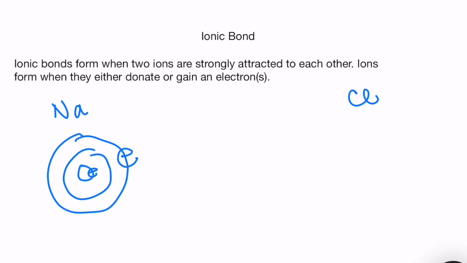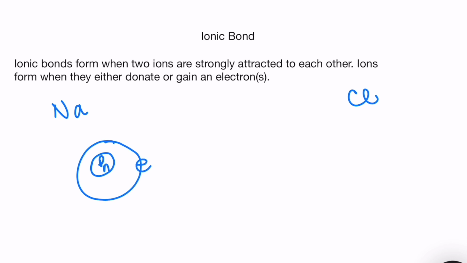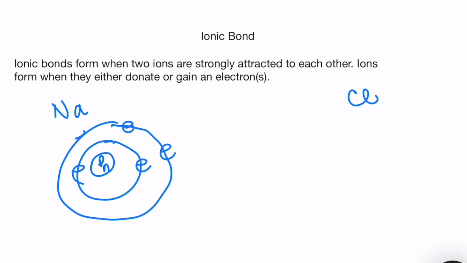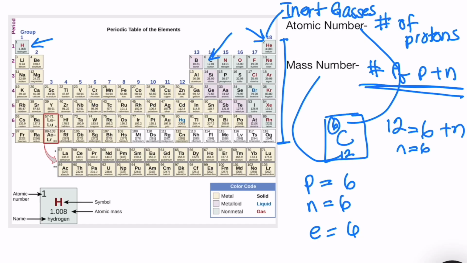Now let me redraw this. So this is the nucleus. It has protons and neutrons. For now, we're not going to talk about how many protons and neutrons, just to save time. First shell has 2. Second has 8. And then the 3rd shell has 1. Just 1. Chlorine, on the other hand, if you go to chlorine, chlorine has 17 electrons.